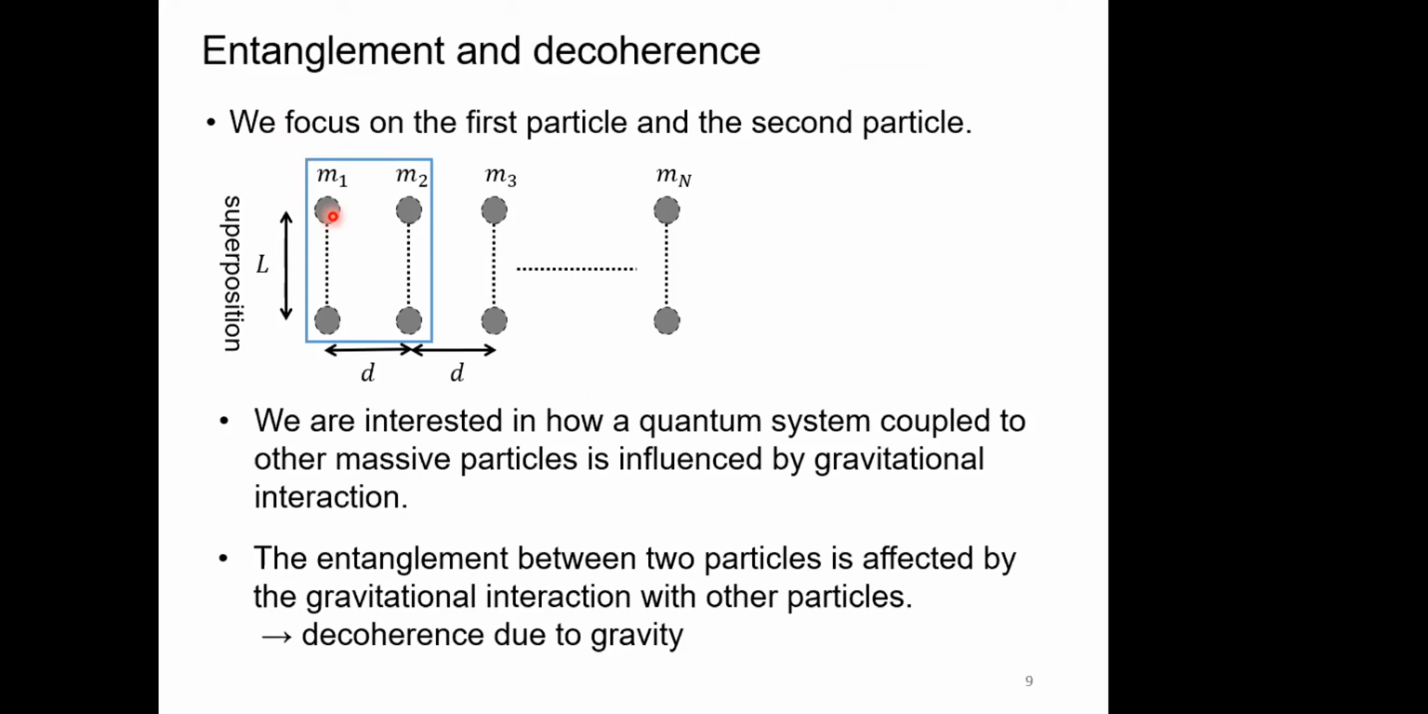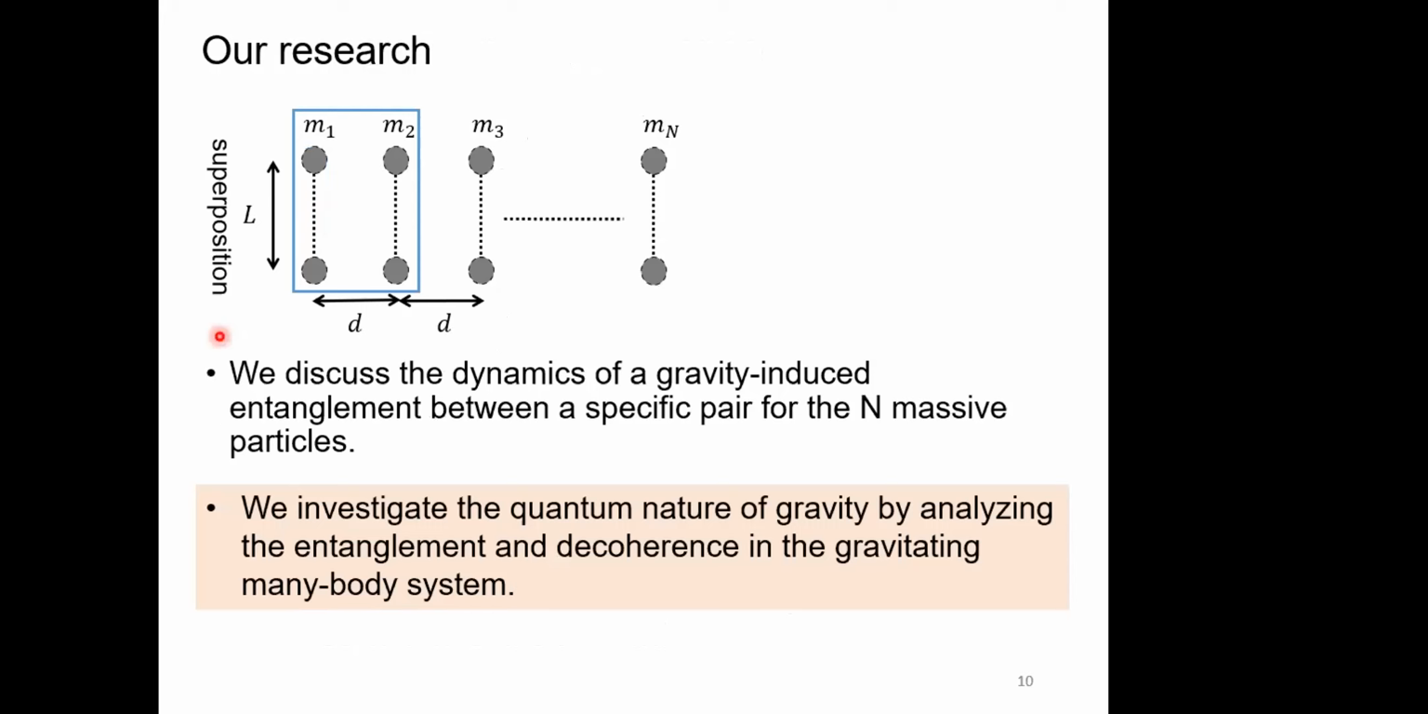This may cause decoherence due to gravity. This will also be a result of the quantum nature of gravity. Sorry, we discuss the dynamics of gravity-induced entanglement between a specific pair of n massive particles. The specific pair of particles is decohered by the gravitational interaction with other particles. So we aim to investigate the quantum nature of gravity by analyzing the entanglement and decoherence in the gravitating many-body system.